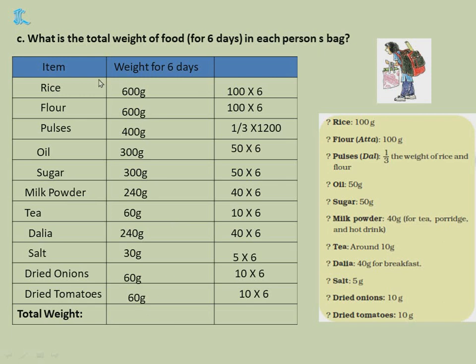Now, total weight means what you have to do? You have to add all this. So if you add, I'm getting 2890 grams. How can you say this? 2 kg? Yes or no? Because I can split this. How can I split this? 2000 plus 890. Can I write like this? This 2890, can I write it like this? So 2 kg 890 grams.